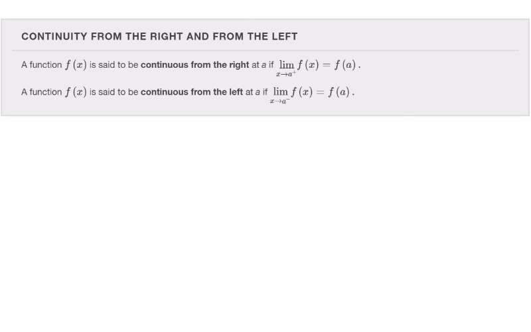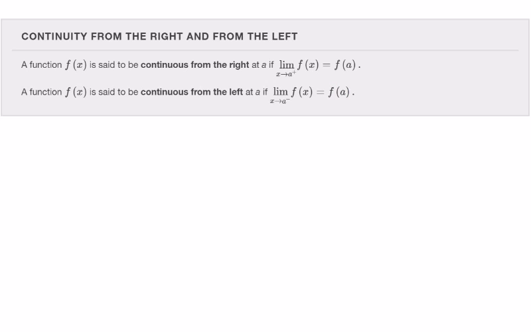So here, continuity from the left and the right. It's kind of like continuity in general, but this is especially true for a piecewise function. So if it's continuous from the right, the limit from the right equals the value of that function right at that point, and it's continuous from the left if the limit as x approaches a value from the left is equal to the value of the function at that particular point.